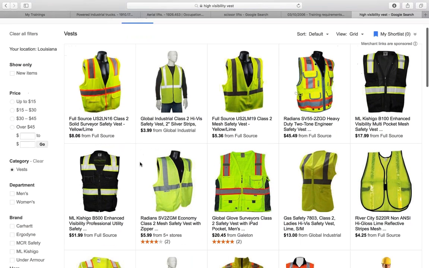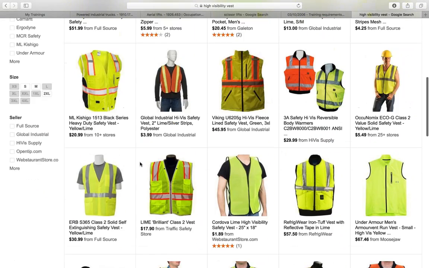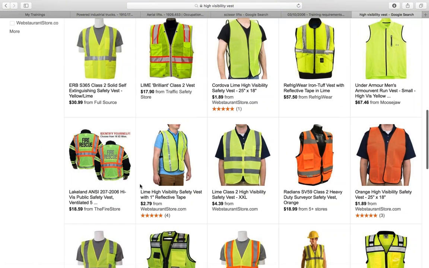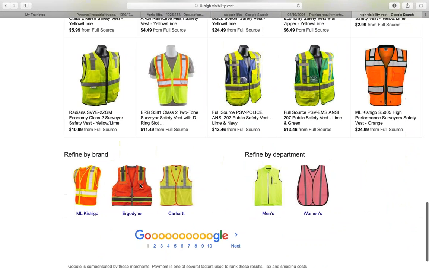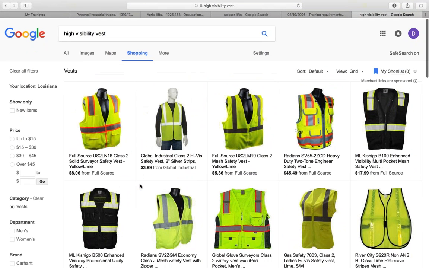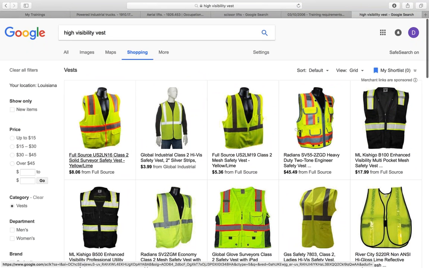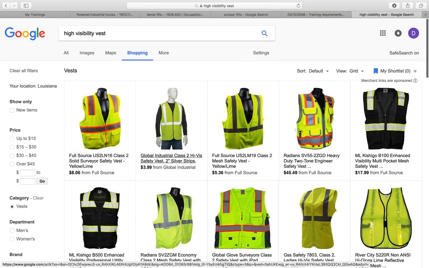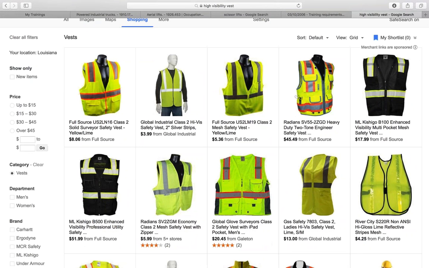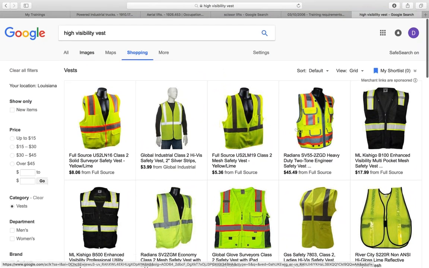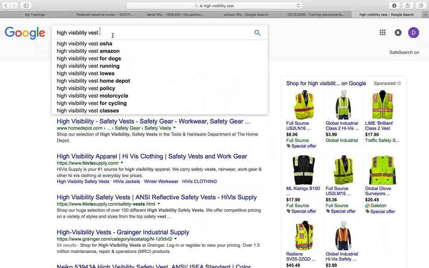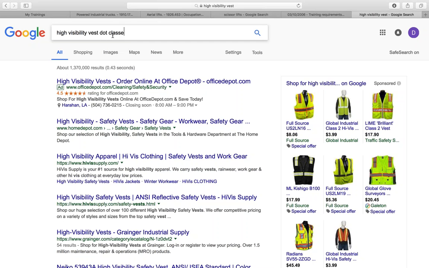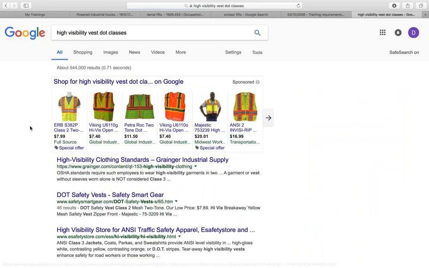There you go. Okay, so if anybody ever needs to know, what you do is you look inside of it. Go to Home Depot, go to Fastenal, Grainger, whatever the case is, Lowe's. Check out the inside of your vest, and it'll tell you what the class is and the type is. Okay, so just so you know, folks, you can actually just wind up Googling high visibility vest DOT classes, and I think that's going to give you everything.